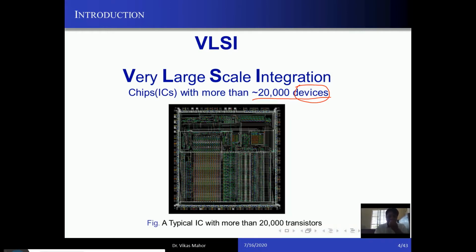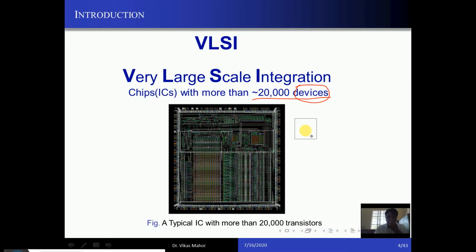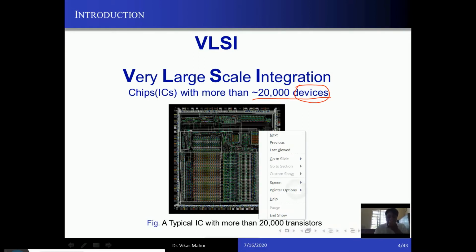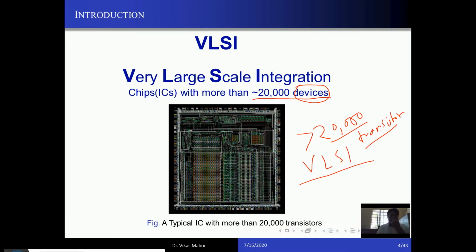So please focus on this: an IC which has more than 20,000 transistors on a single IC, the development of such an IC is known as VLSI, very large scale integrated circuits. Such ICs are known as very large scale integrated circuits. One example is in front of you.